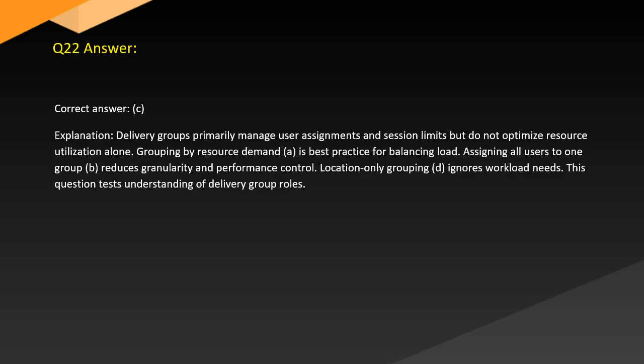Answer. Correct answer: A. Explanation. Delivery groups primarily manage user assignments and session limits, but do not optimize resource utilization alone. Grouping by resource demand, A, is best practice for balancing load. Assigning all users to one group, B, reduces granularity and performance control. Location-only grouping, D, ignores workload needs. This question tests understanding of delivery group roles.